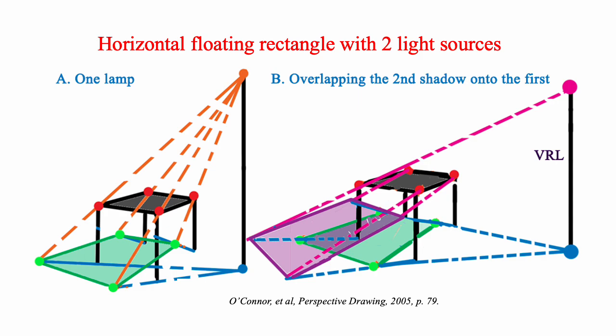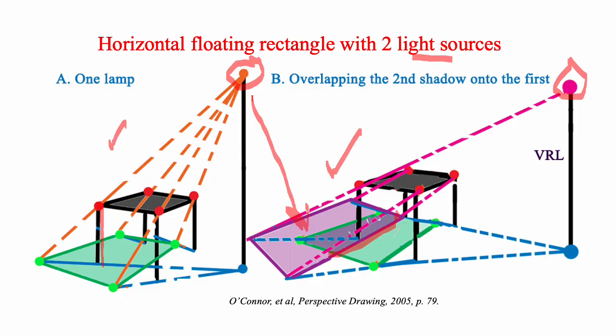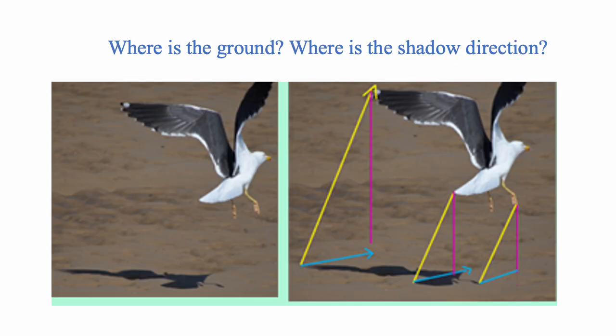This tabletop is a horizontal floating rectangle, and I'll show you how to light it with 2 sources. Here I found the shadow for the first light source using the legs as vertical poles. Then I overlap the second shadow onto the first, and they each lighten the other's shadow. In other words, this orange light here lightens the shadow that is created by this light, and vice versa. So the only part that's the darkest is where neither light reaches, which is right here.